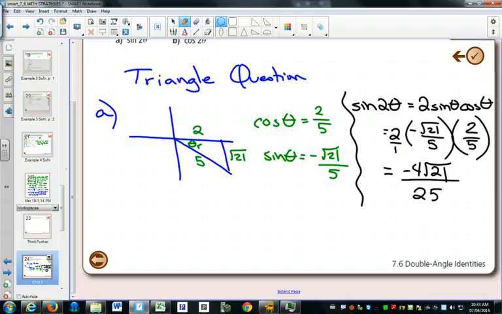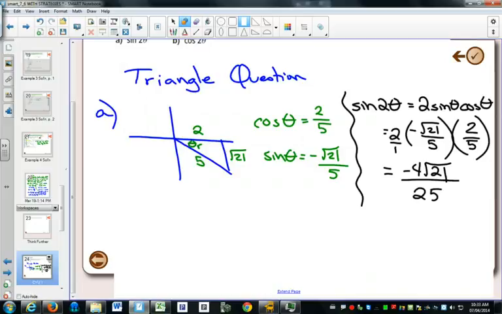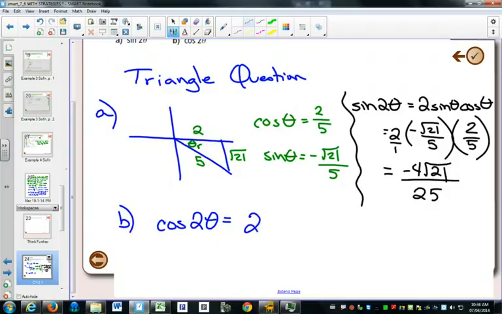Then for part B, it's a cos 2 theta question, and you have a choice of any of those 3 formulas, and all 3 will work out fine. You could use cos squared minus sine squared. You could use 1 minus 2 sine squared, or 2 cos squared minus 1. They'll all work, and they'll all give you the exact same answer. For this one, if I were to choose one of the 3, I would choose this one because it doesn't use sine.